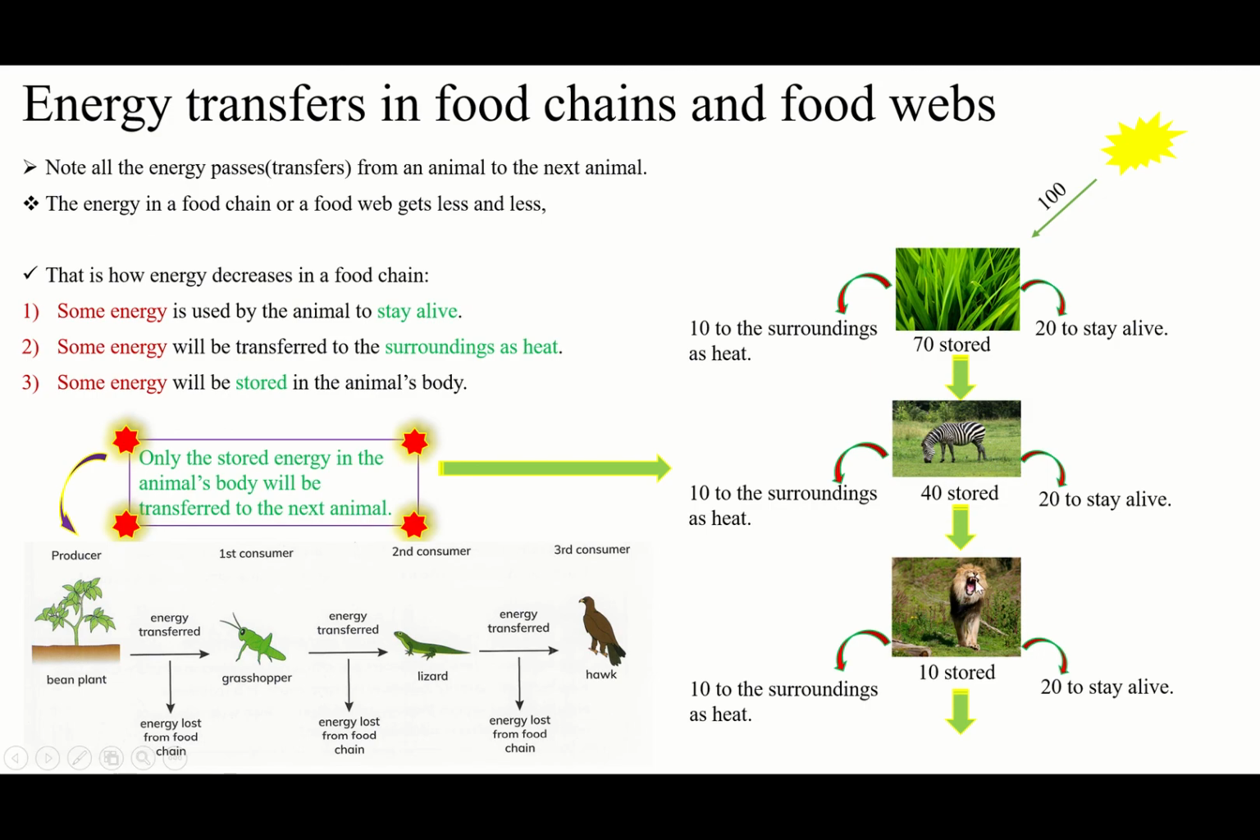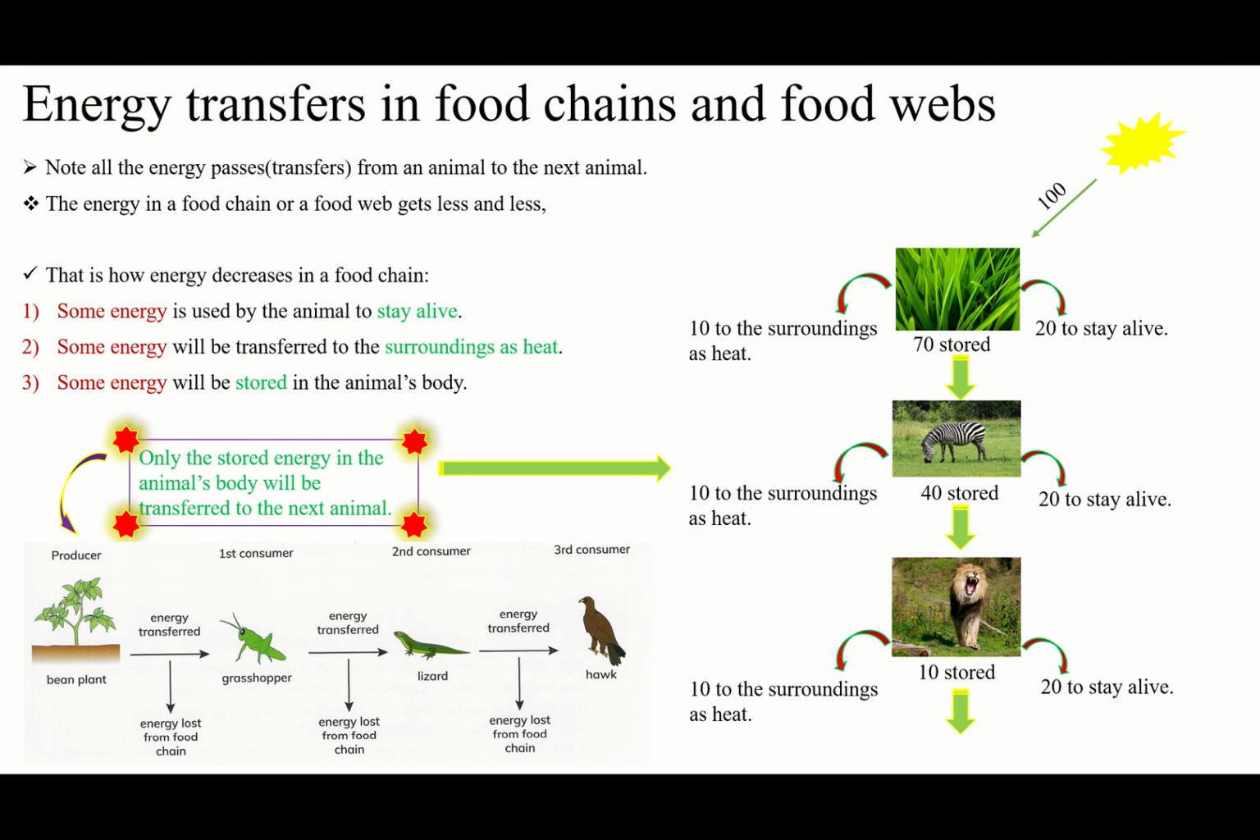The lion too will use 20 to stay alive, 10 to the surroundings. It means 30, right? The lion took 40, 30 gone. How much left? 10. So this 10 will transfer to the next animal, which eats the lion. The next animal will use some to stay alive, some to the surroundings, and some will be stored.